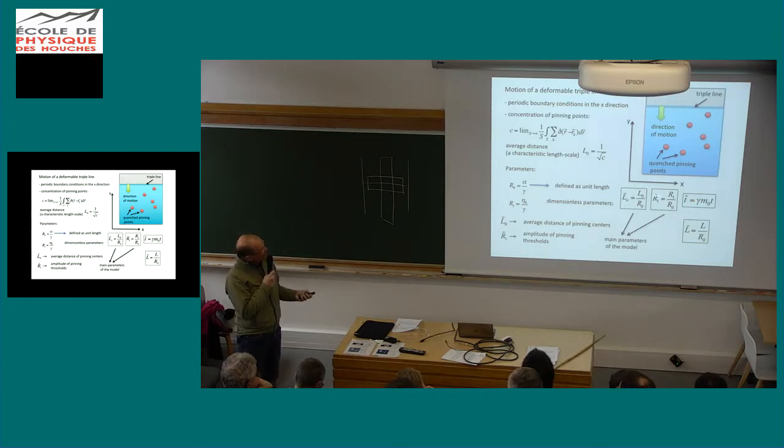And in fact, we end up with the model with randomly distributed pinning centers having two main parameters: the L0 tilde and R1 tilde parameters. L0 tilde is a dimensionless parameter related to the average distance between the pinning centers, and R1 tilde is a dimensionless parameter characterizing the strength of the pinning centers. And let's see, as a function of these two parameters, what the model will reproduce.